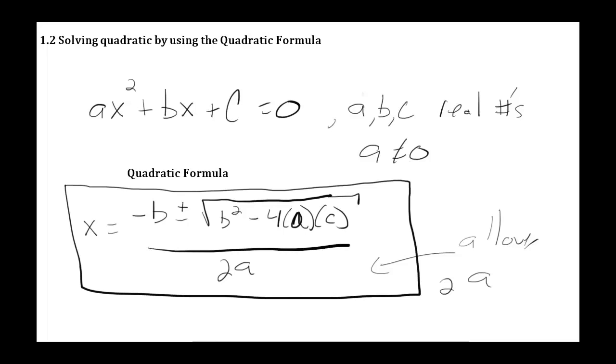Alright, hello everybody. We're in section 1.2. We're going to solve quadratics by using the quadratic formula. So here's our quadratic: ax squared plus bx plus c equals 0. A, b, and c are real numbers, and a is non-zero.